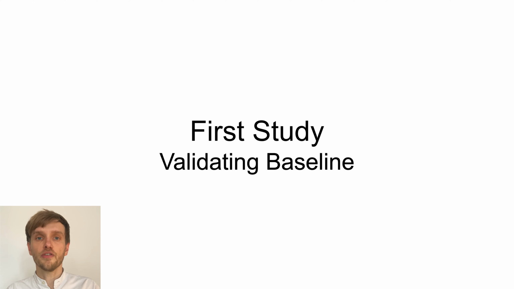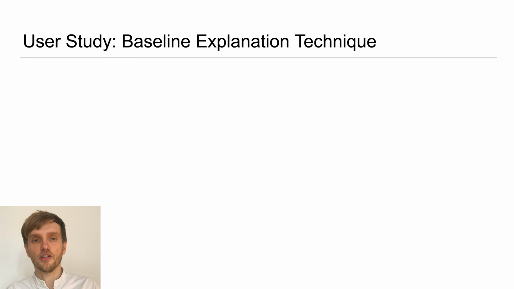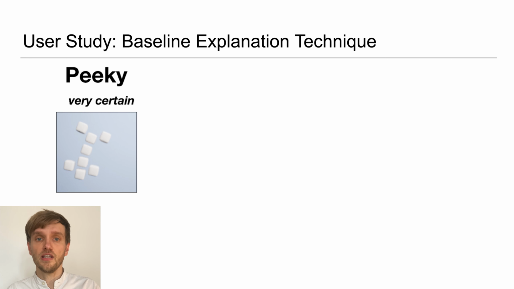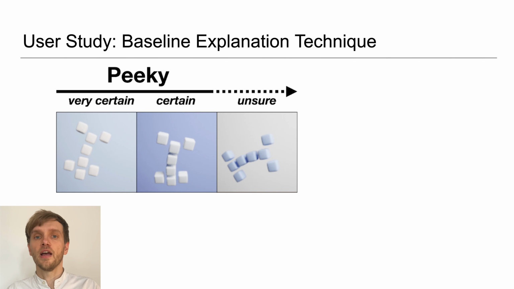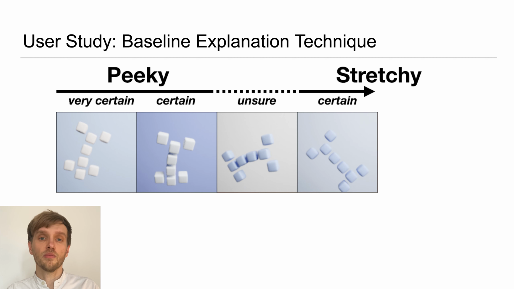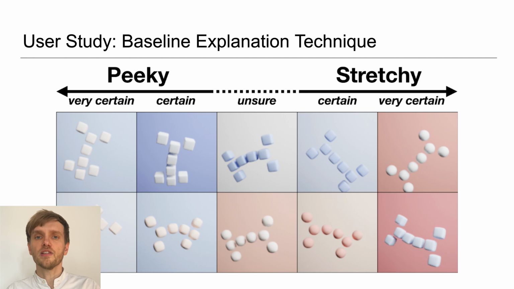So we needed to conduct a first study to validate this, for which we created a simple baseline explanation technique. An alternative to any sophisticated technique is to inspect the model's predictions on different inputs. We implemented this by showing participants examples where the model predicted Peaky with high certainty, medium certainty, examples where the model was unsure, and examples of Stretchy with medium certainty and high certainty. The image grid we used in this study had 10 rows of such examples.